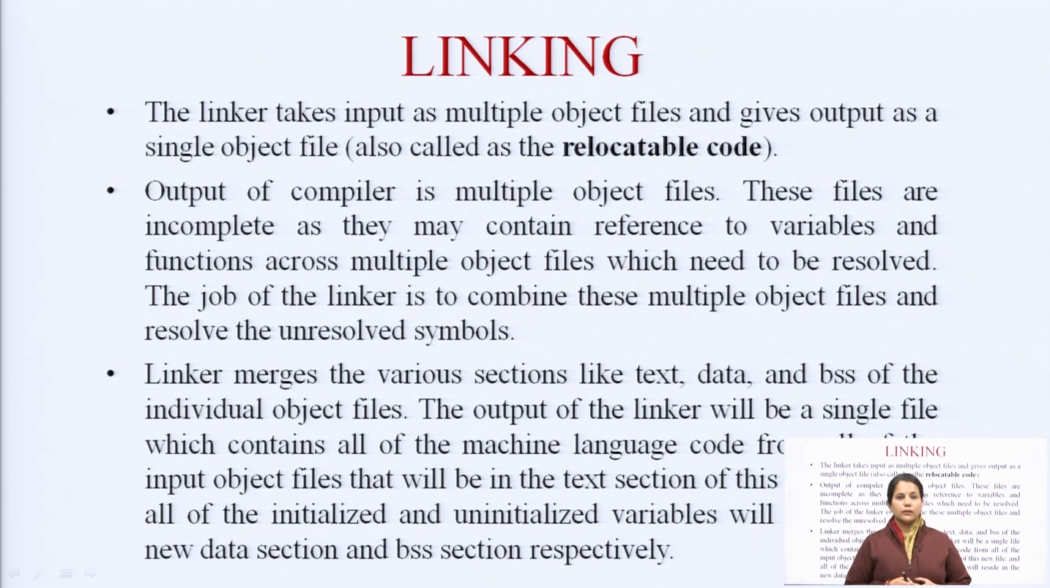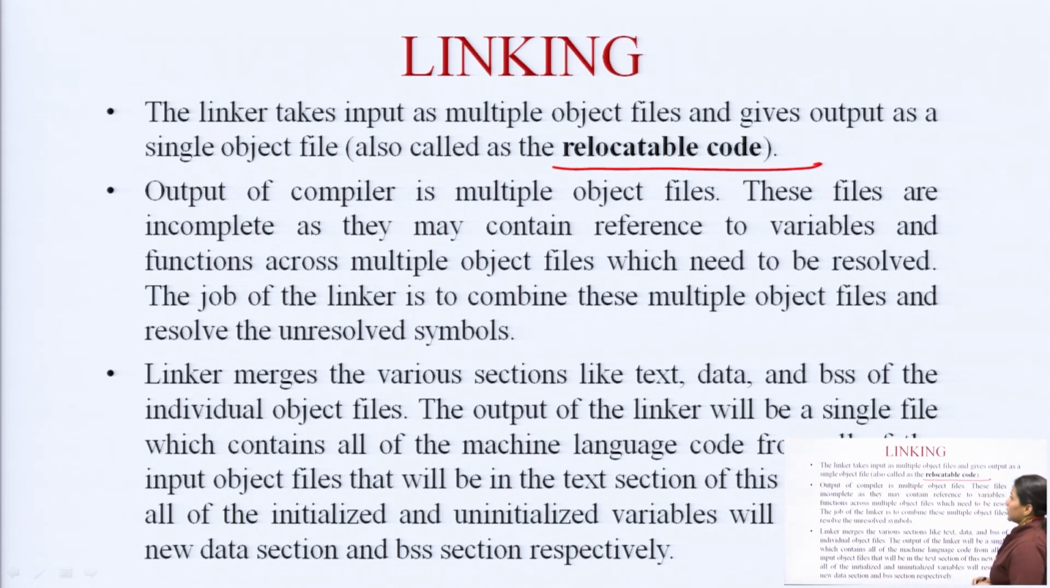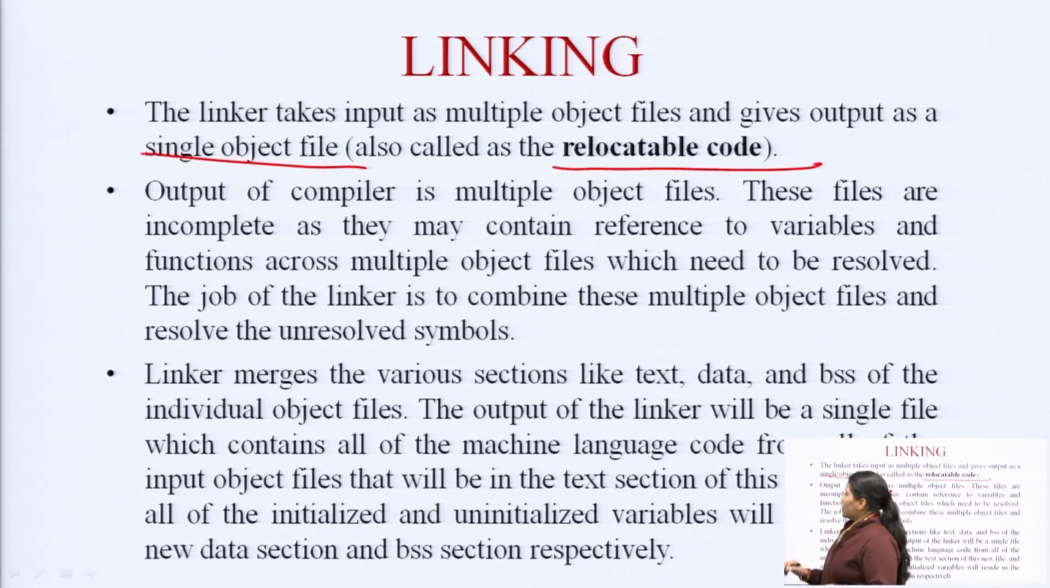Now, what is linking? After the compiler, what was the output? Output was multiple object files. Now, the next step is linking. What is the linker doing? The linker takes multiple object files as input. All the multiple object files which were produced by the compiler work as the input for the linker, and now the linker gives the output as a single object file, and this single object file is known as the relocatable code.